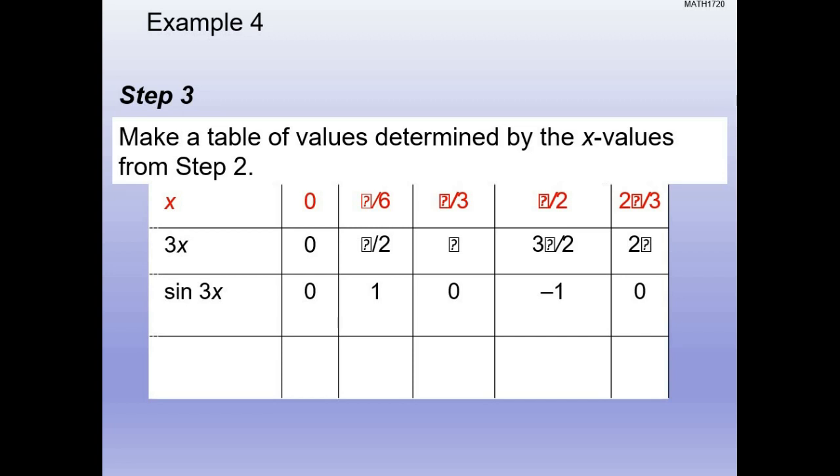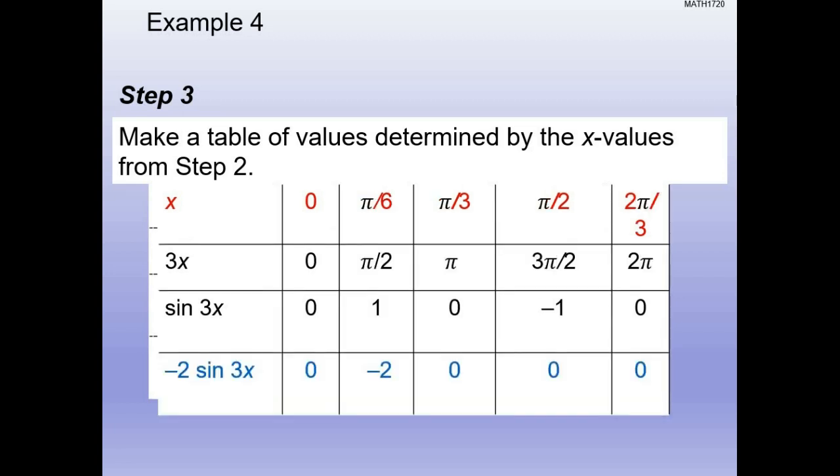And then I evaluate each one of those at sine. I know sine of 0 is 0. I know sine of pi over 2 is 1. I know sine of pi is 0. I know sine of 3 pi over 2 is negative 1. And I know sine of 2 pi is 0. Now I'm ready to do what? Throw in that amplitude in front. So I'm going to take 0 times negative 2, which is 0, negative 2 times 1, which is negative 2, and so on and so forth. So that's really what this graph is going to look like.